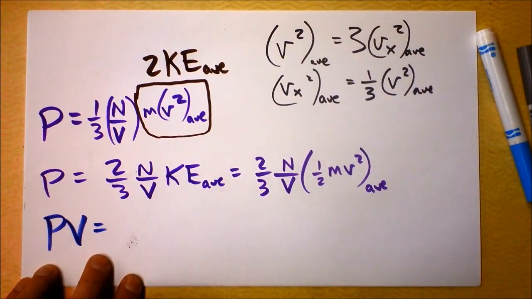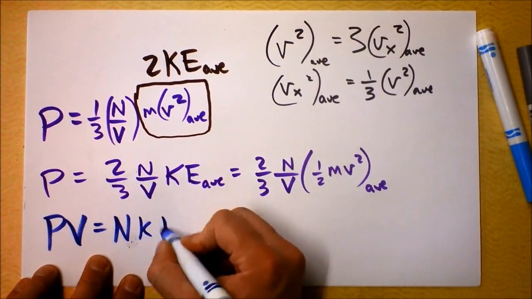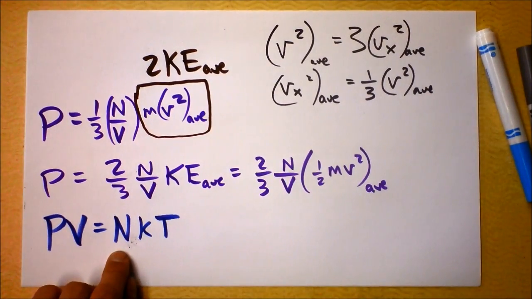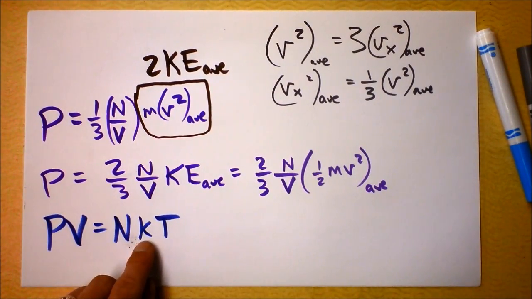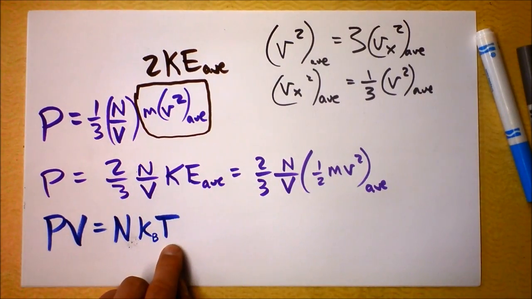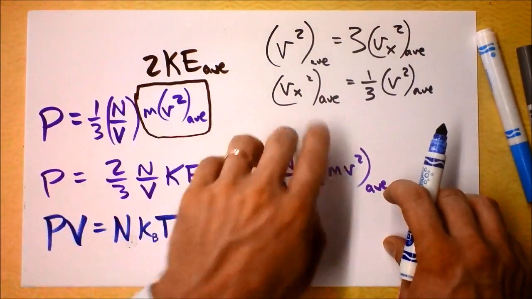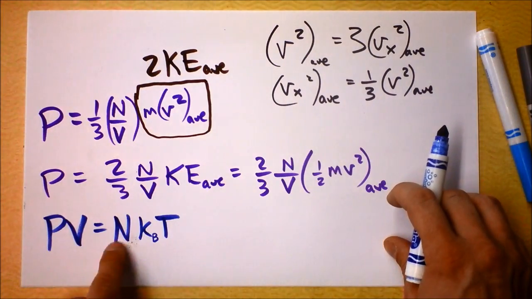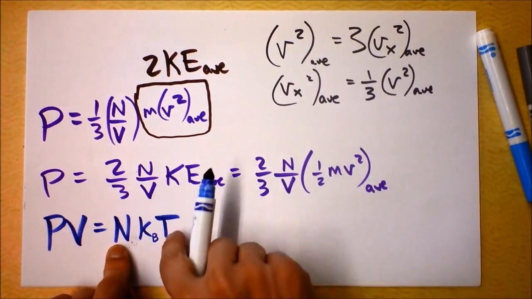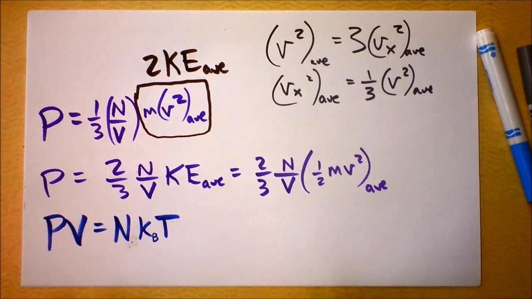So this is pressure times volume, you'll recall, is N times K times T, where N is the number of particles, and K is the Boltzmann's constant. We can put a little b down there for you. And T is the temperature of the system. Now I'm relating microscopic quantities like the speed of the particle to macroscopic quantities like how much stuff do I have and what temperature is it, and what's the pressure and what's the volume. This is about to be awesome.